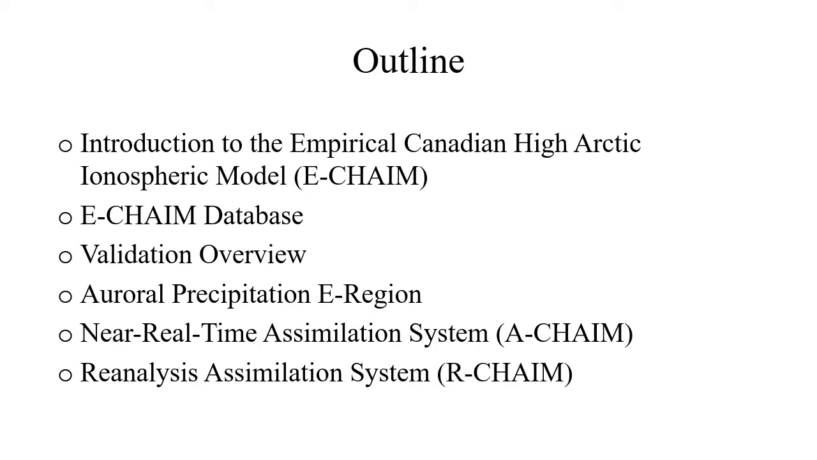I'll then talk about a new feature that we have in the model, namely an auroral precipitation scheme for the E region, and some other assimilation-based modeling products that we've made available to the community on our website, namely a near real-time assimilation system called E-CHAIM, and a reanalysis data assimilation system called R-CHAIM. I will mention that this talk is a little bit longer than I would normally do for this, so feel free to skip ahead to the newer parts if you're already familiar with E-CHAIM.